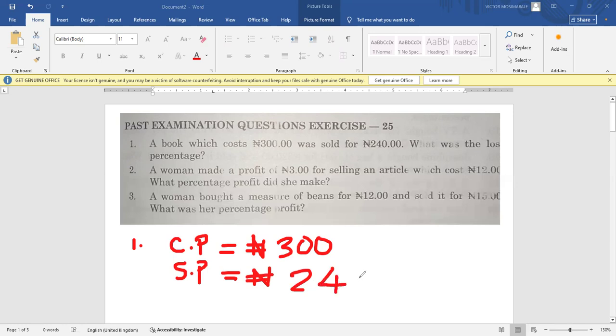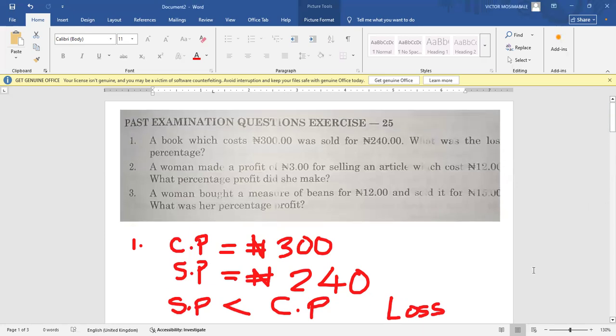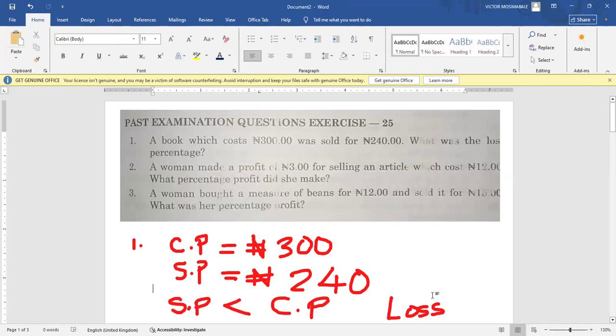240 naira. All right. And of course, the rule is that when the selling price is more than the cost price, we have a profit. But in this case, the selling price is 240, which is much less than the cost price. So when selling price is less than the cost price, we are running for a loss. Do we understand? Okay, so that's what is happening here, a loss. And so being a loss, we are going to calculate the loss percentage.